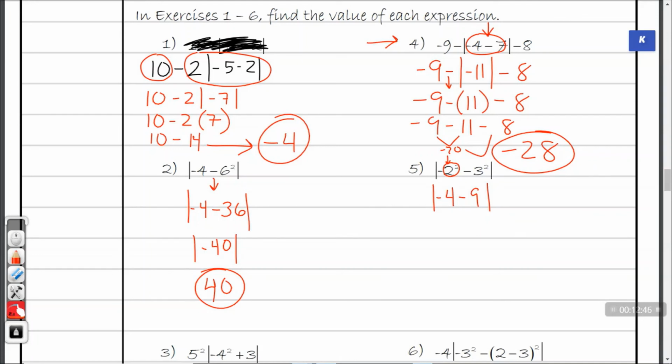And then at this point, negative 4 minus 9 is going to give me a negative 13 inside my absolute value bars, and I'm going to turn and make that positive as a result. All right, that's our first 4 examples. Let's take a look at the next ones.